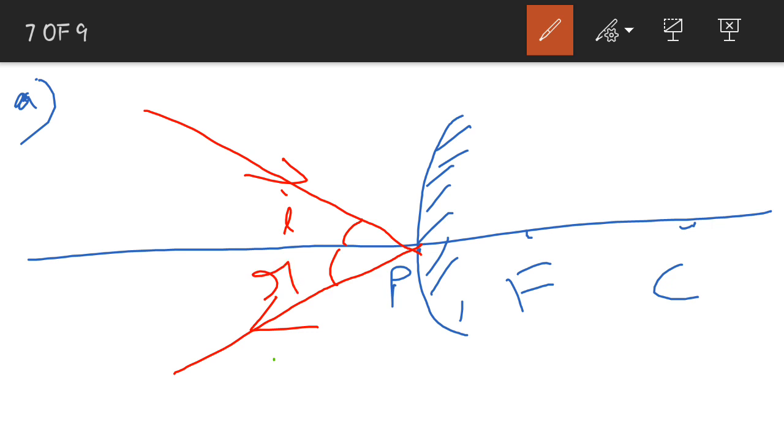But while drawing the figures, arrows are very compulsory, because these arrows give us the information about where the light ray is incident and where it is reflected. Clear? So you have to draw the ray diagrams very properly.